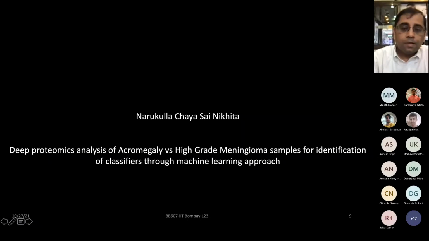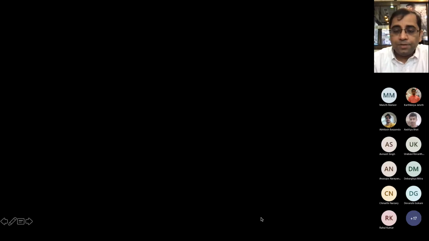All right, so next will be Nikita, and the presentation is about acromegaly versus meningioma. These are two different types of tumor. One would expect a lot of differences coming from these analyses. It will be interesting to see what clues we get from this data set, which lead us towards a novel understanding of each of these disease types. So let's hear this presentation now.